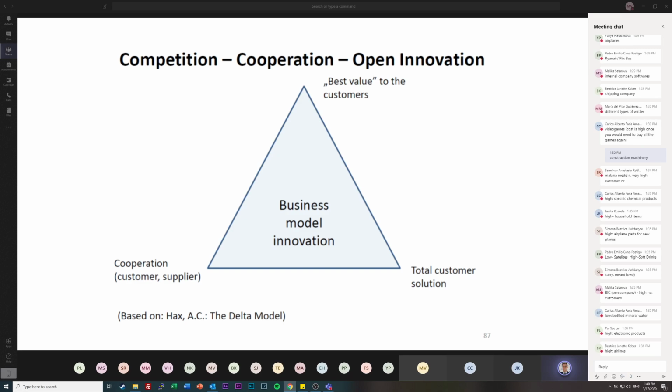Take Tesla: it could be the case of a company where the best value to the customer, like innovation, is more important than the cooperation with customers and suppliers. For a Tesla car, the customer service is not as good as for cars that are produced in higher amounts, but they are really focused on innovation.